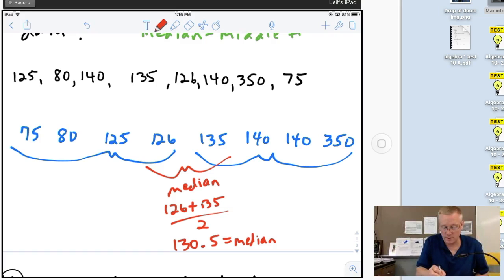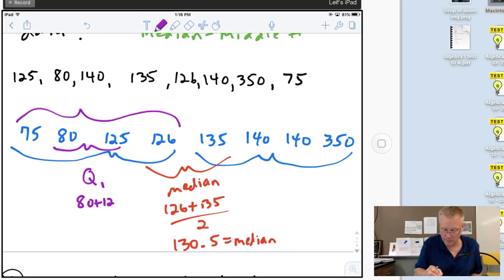Q1 is the first quartile, which means I'm going to take the middle number of these numbers right here. Change over to purple for a second there for Q1. Might make this easier. I'm looking for the median of the first half of the data. All right, what's the median of these 4 numbers? Well, once again, I got the 2 in the middle, so I'm going to go 80 plus 125 and divide by 2. And when you do that, you get 102.5 will be Q1, okay?